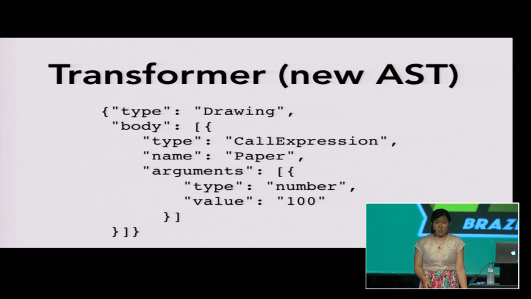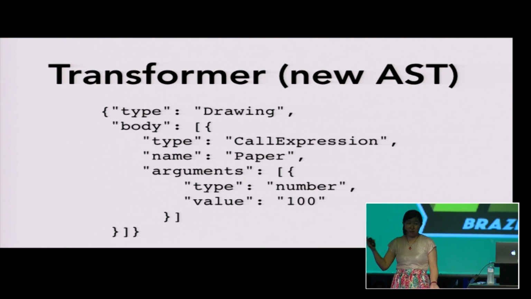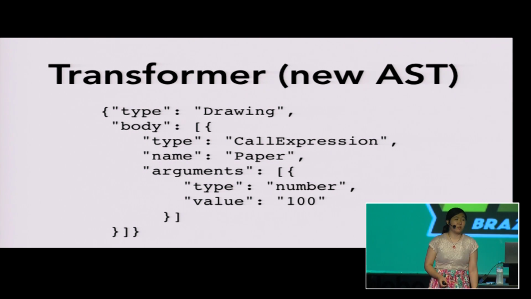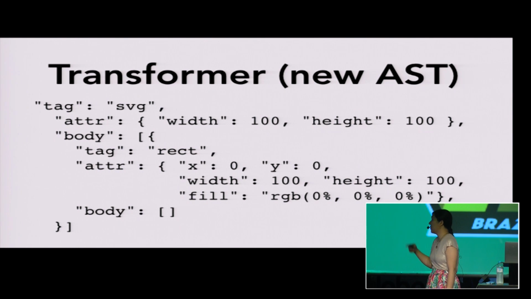And in SVG, there's no paper element, there's no pen element. Colors are defined from 0 to 255. So you have to tweak it in order to be ready for SVG. So you would go through this object again, and then change that format to something like this.